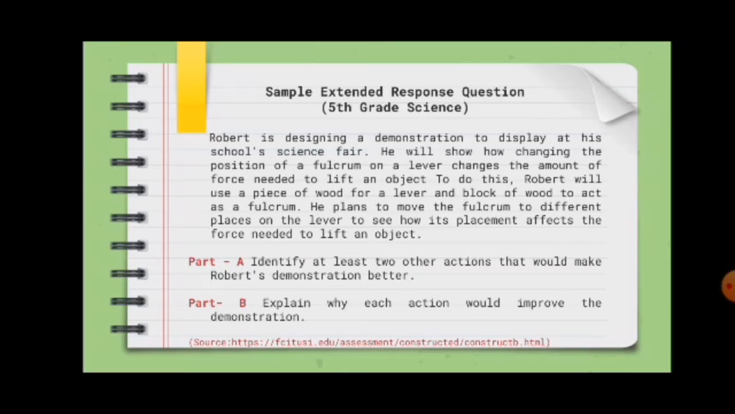So part A: identify at least 2 actions that would make Robert's demonstration better. Part B: explain why each action would improve the demonstration.